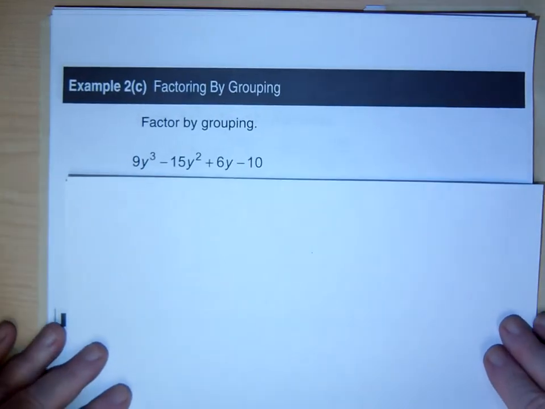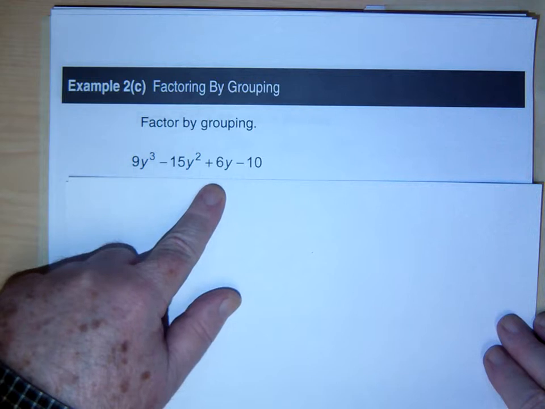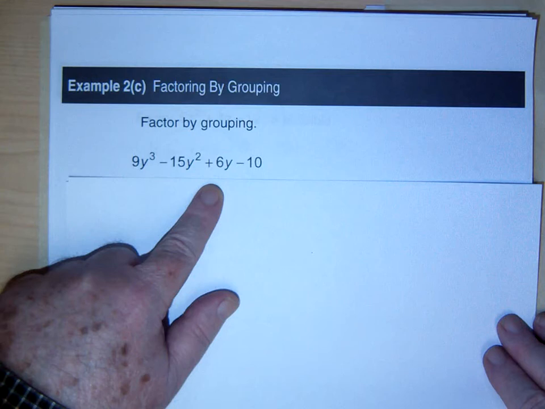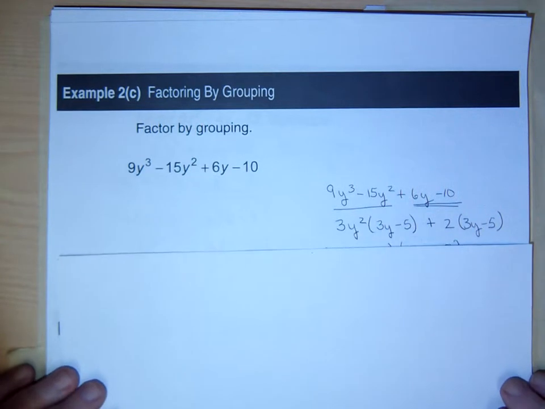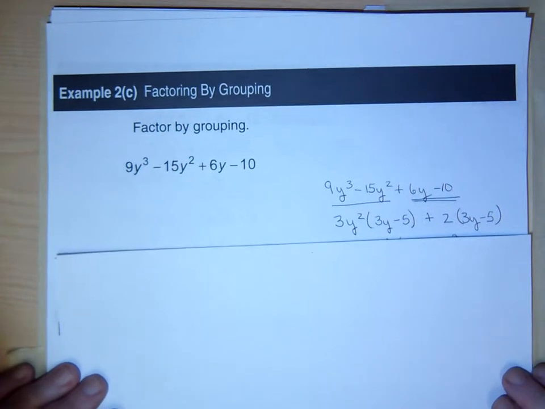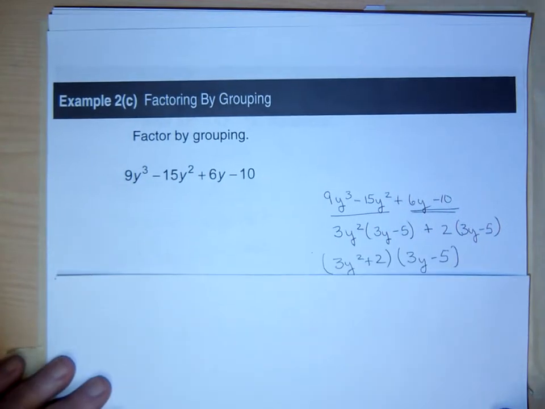Another example, we have this. We can observe that there's a common factor of 3y squared in the first 2 terms. There's a common factor of 2 in the second 2 terms. So let's group those together this way, single underscore and double underscore. We will factor out the variables that I said, 3y squared from the first pair and 2 from the second. And you observe that there's a common factor of 3y minus 5 in the remaining, and that means the final answer is this.